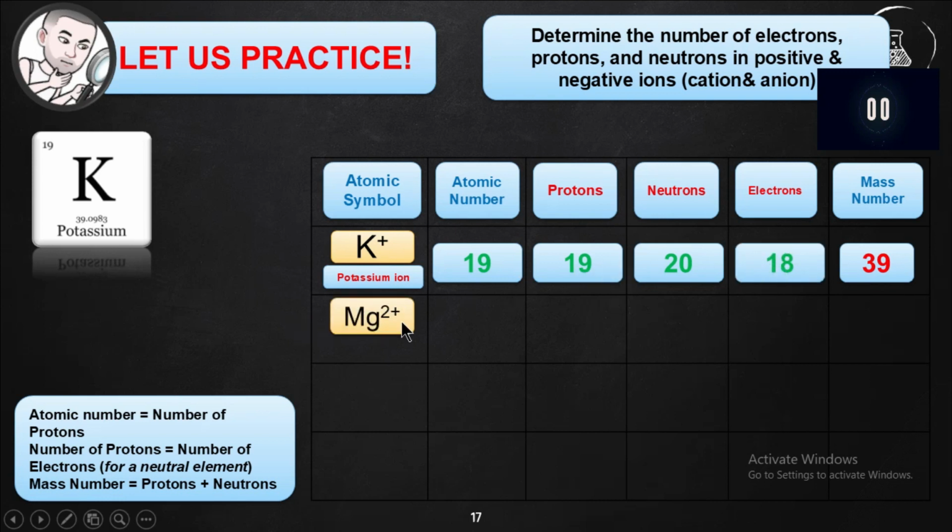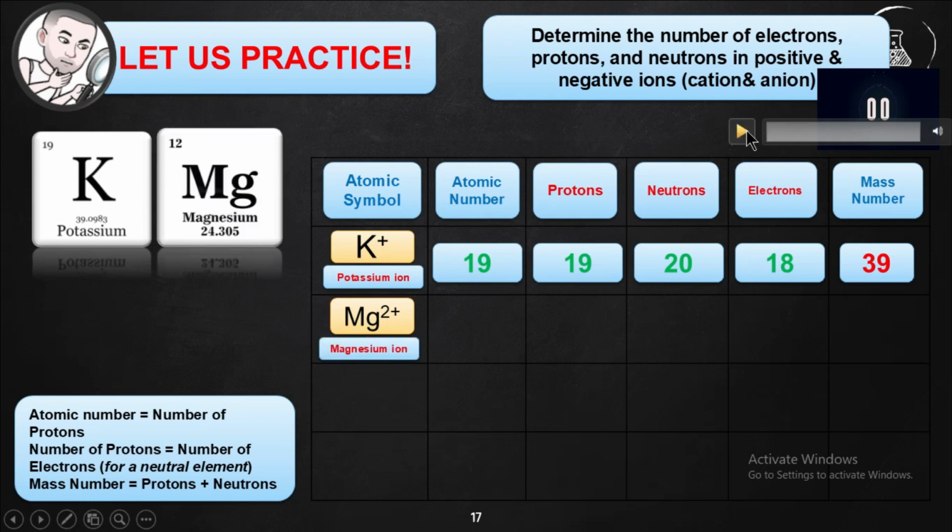Next, another element is magnesium ion. Ito ang kanyang details. Another 10 seconds.